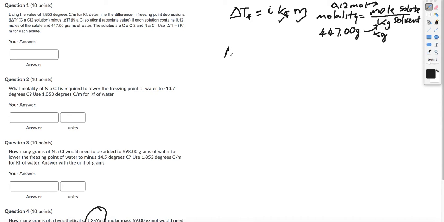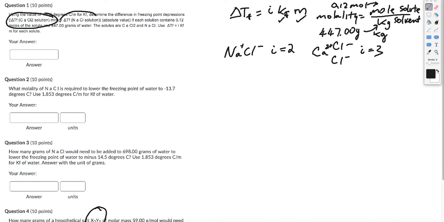So the only difference between NaCl and CaCl2 is going to be the way that you would split them apart and figure out the i values. So if it's NaCl, it's going to be i equals 2 because there's 2 particles. Now CaCl2 is going to have an i equals 3 because it has 3 particles. So you can see now that what you would need to do is calculate the delta TF for CaCl2 and for NaCl, and then take the difference of those. But you're looking for an absolute value, so any number you come up with is going to be a positive value for the answer in question 1.